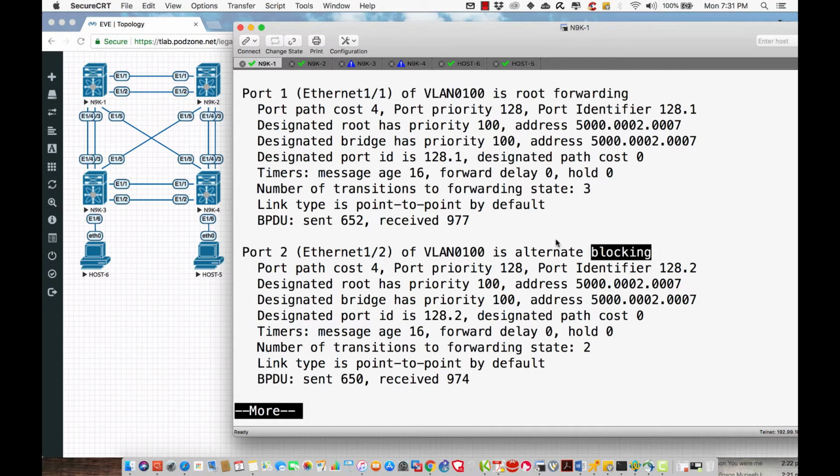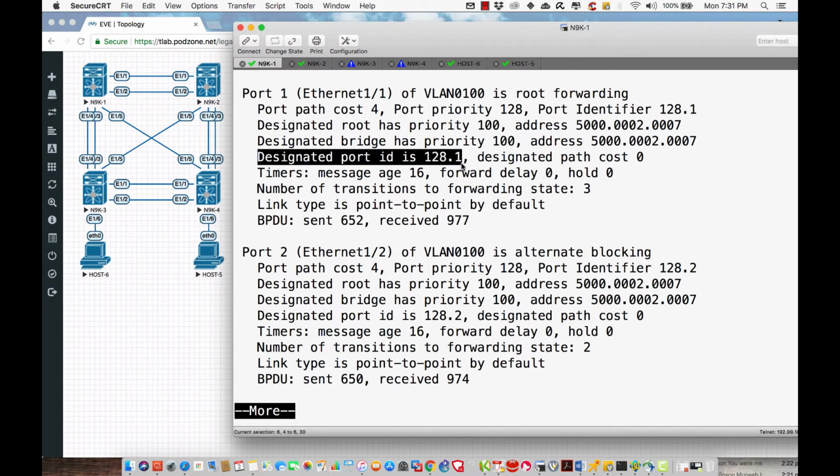Now it's called an alternate port, and we'll get into that when we talk about spanning tree a little bit more. It's called an alternate port because if I lose the root port, it will immediately take over. That's because we support a process called rapid spanning tree, but we'll talk about that when we get to spanning tree.